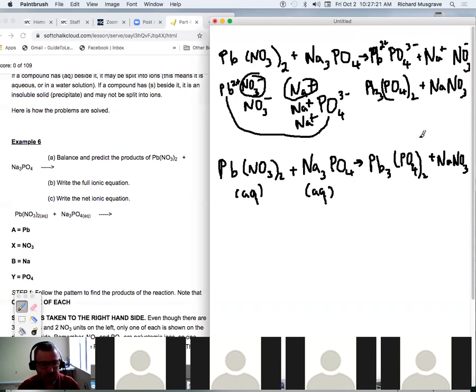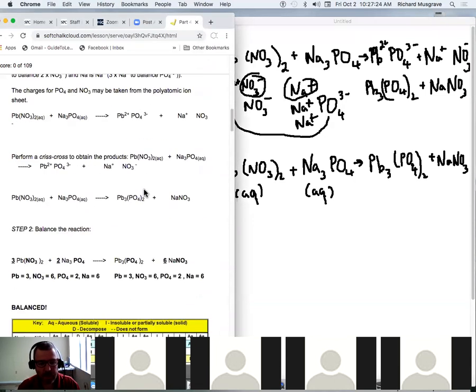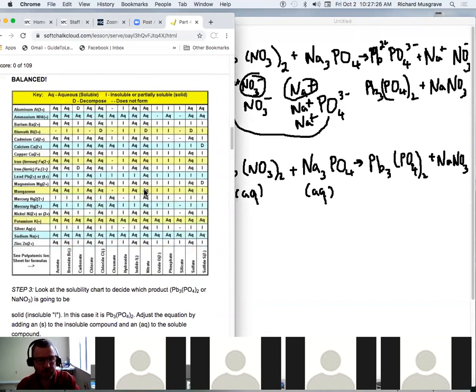Now, I'm not sure which until I look at my friend, the solubility chart. The solubility chart allows us to look at combinations of positive and negative ions and to be able to see whether or not we're going to get a precipitate out of them. In accordance with the key, AQ is aqueous, which means no precipitate. The I means insoluble or partially soluble, which means we're going to get a solid there. So that's why you'll see combinations, you'll see AQs, you'll see Is.